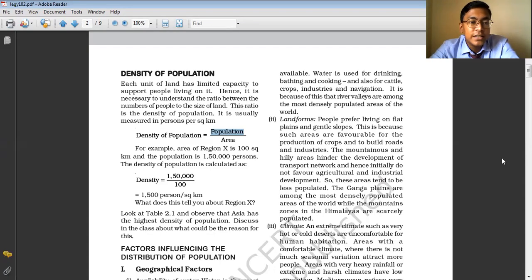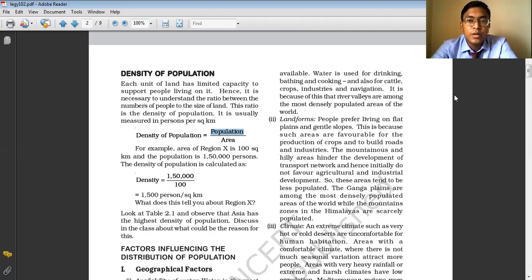On the other hand, Bihar is the state which has the largest population density in our country. 1,102 people live in 1 square kilometer area. According to the 2011 census, Bihar has the highest population density in India, and Arunachal Pradesh has the lowest. This population density depends upon the size of the area and the total population.